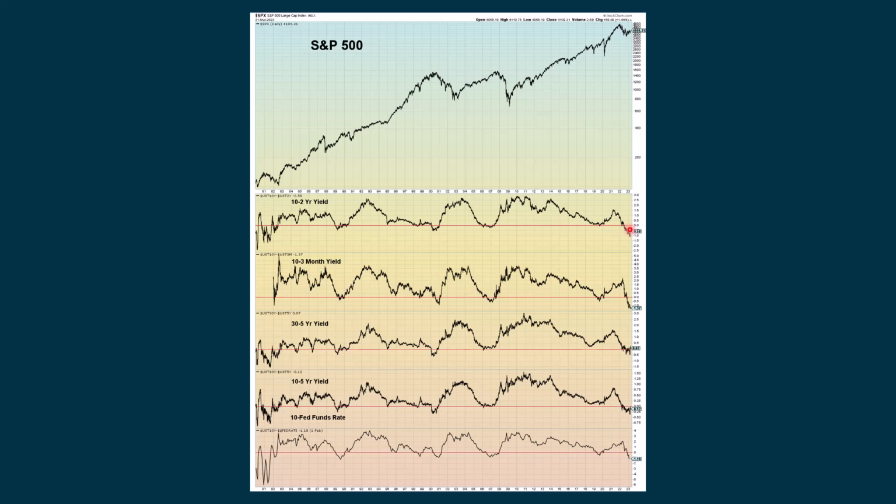We also keep an eye on the different yield curves. The 10 to the 2 is still inverted. We're below this red line. The 10 to the 3 month is also inverted, and these are the ones that economists pay most attention to. I also look at the 30 minus the 5 year, which has now gone back to being normal, and the 10 to the 5 year still remains inverted. The one on the bottom, I don't follow that much because the Fed funds rate is only updated once a month, so it's not really useful to us.